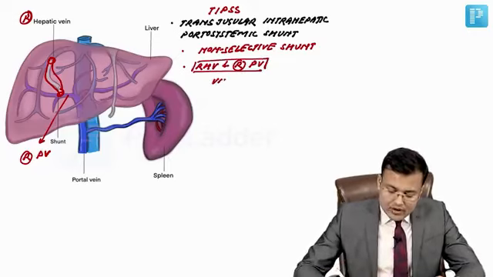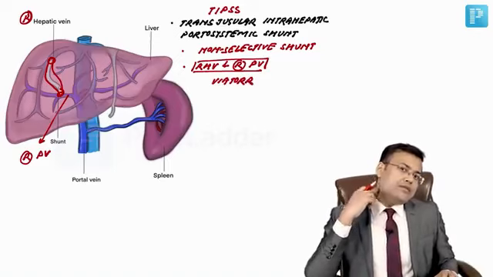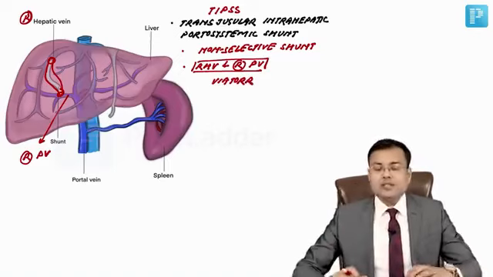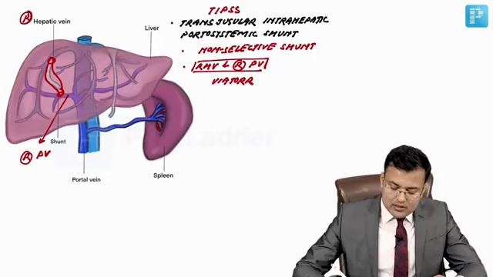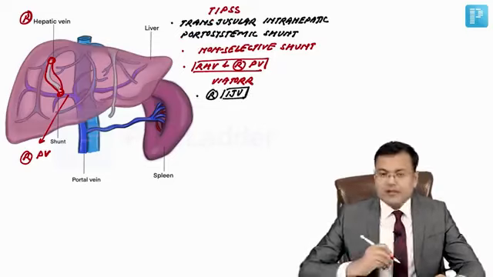What is the name of the stent inserted? This is Viatorr. And what is the preferred vein for cannulation? The preferred vein for cannulation is the right internal jugular vein. So this is the right internal jugular vein, which is the preferred vein for cannulation.